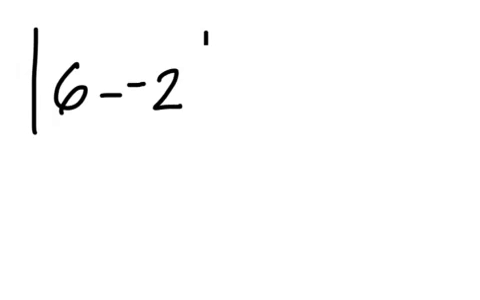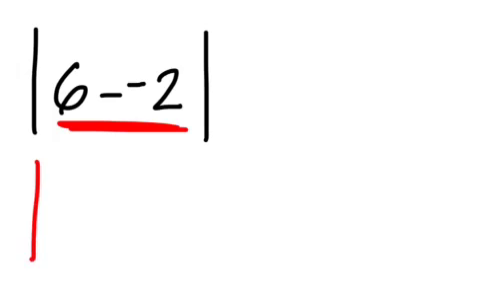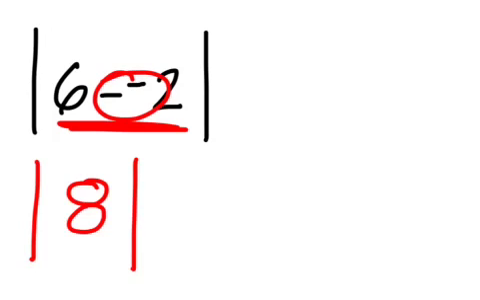So here we go with another one. The absolute value of 6 minus a negative 2. What do I have to do first? Right, 6 minus a negative 2. What is 6 minus a negative 2? It is 8. Positive 8. Double negative changes to positive. The absolute value of 8 is what? 8.